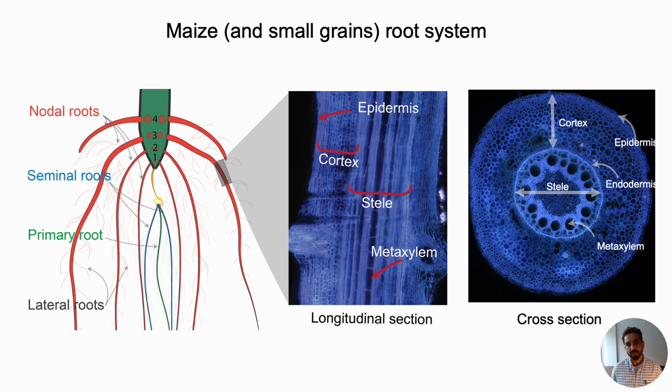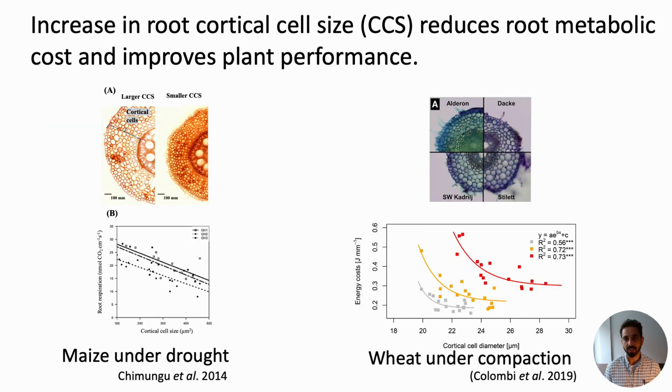And there has been a number of root cortical phenotypes that have been discovered in this last decade, which regulate root metabolic cost. And then certain phenotypes of those traits reduce root metabolic cost, and when used under abiotic stresses, they improve plant performance. And one such phenotype is root cortical cell size.